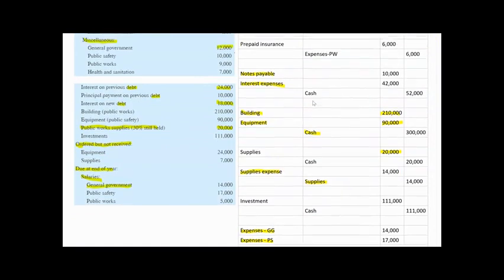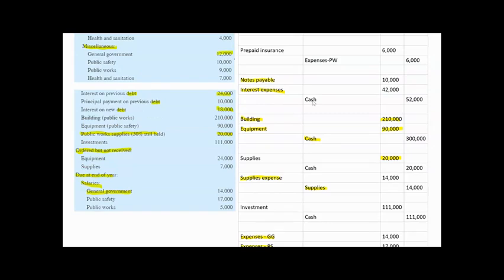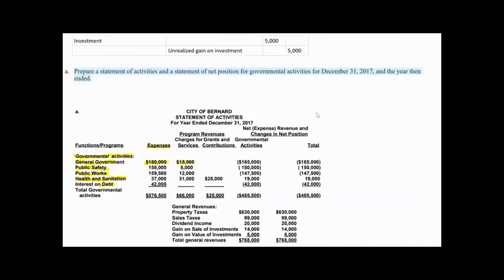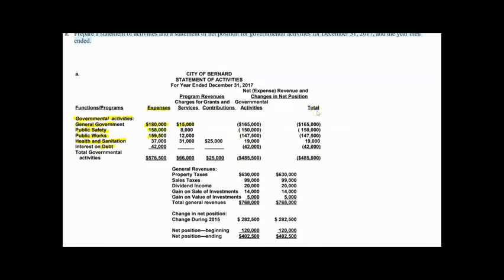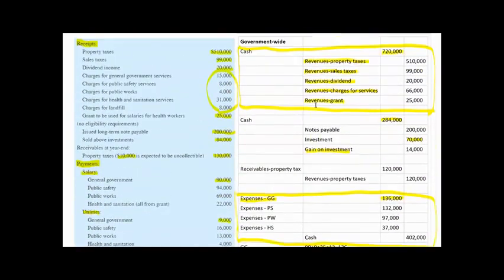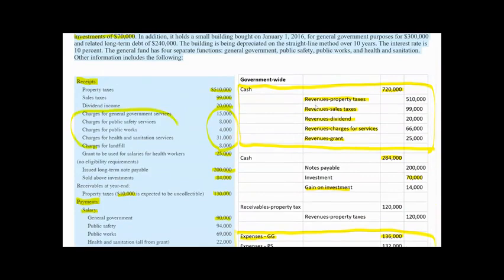For other functions, for example, the depreciation expense, this building is for public works, so the depreciation expense for this building should be included as part of the expense of public works. And for this equipment, because it is for public safety, the depreciation expense for this equipment will be included as the expense of public safety. That's how we get the total expense for each function. And the service charges are coming from this part here. They're all here and shouldn't be that hard to get.